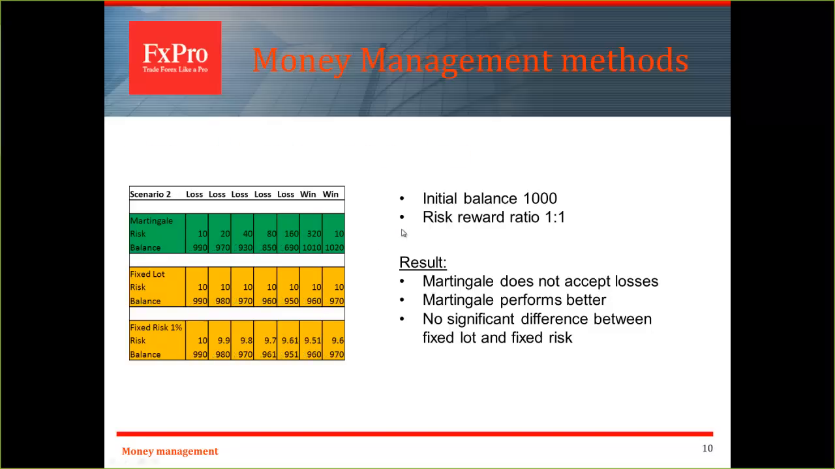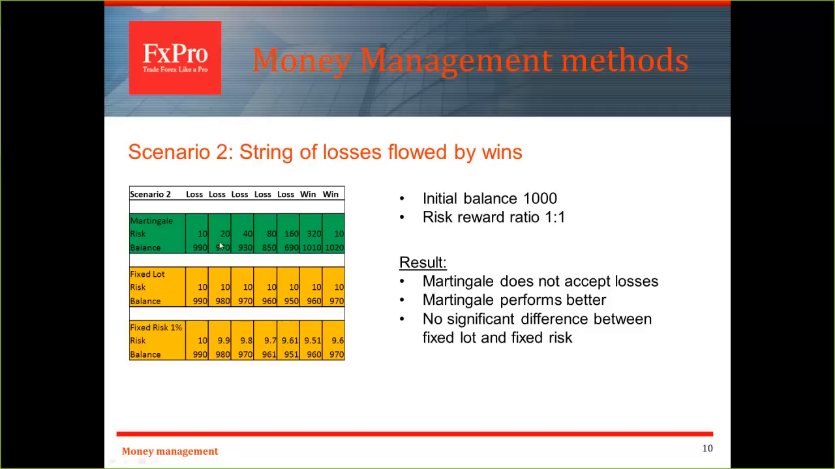So if we consider scenario 2, this is a strategy where you have a whole string of losses followed by 2 wins. So you have 5 losses in a row, and then eventually you do have 2 wins. And once again, Martingale in this case performs well because it does not accept any of these short-term losses. You can see it increases the lot size. It goes from 10, 20 to 40 to 80, 160 and 320.